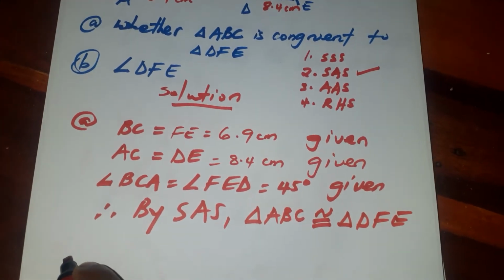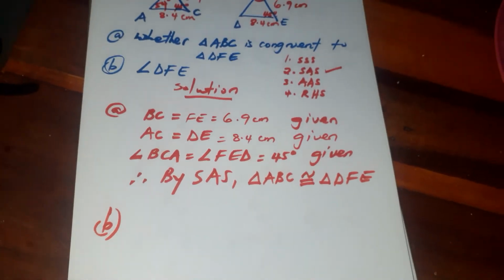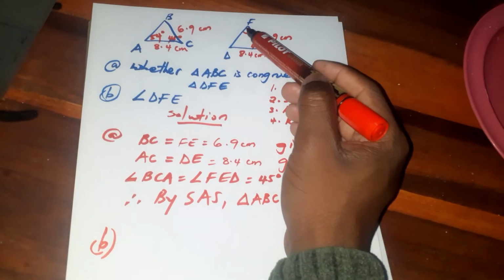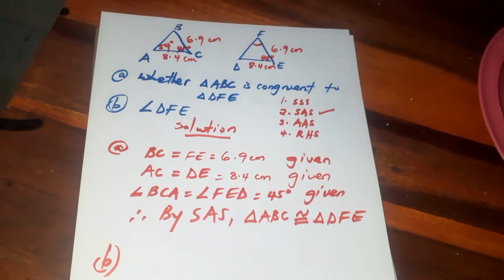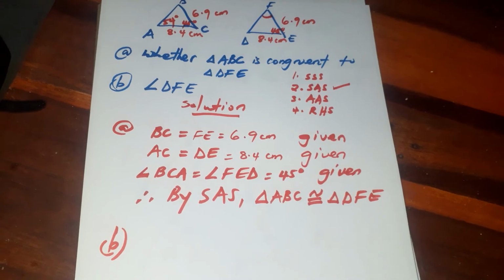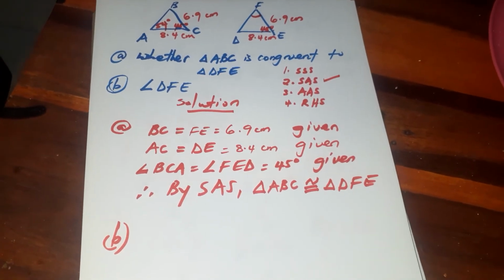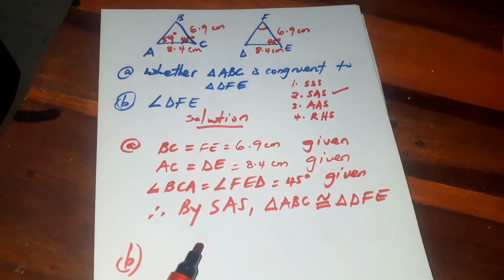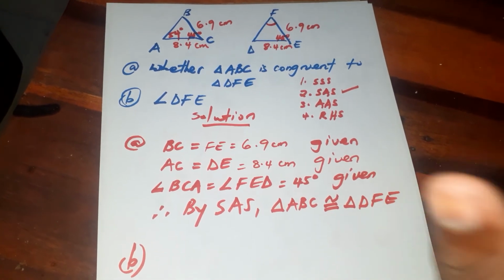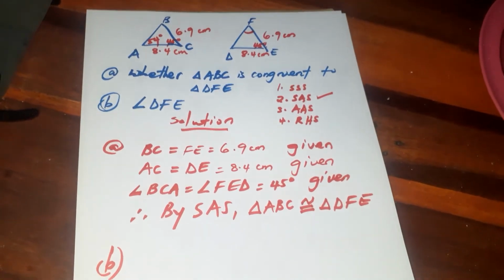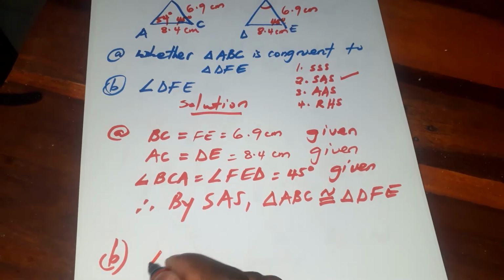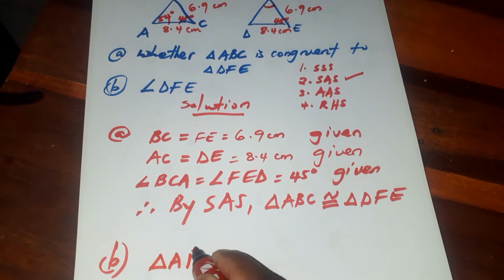Let's look at the second question, letter B. The second question is asking that we should find angle DFE, that angle right there. Now what you can see here is that these two corresponding angles we are not given. Now how do we find that angle? If you can remember the concept of similarity, where we said you can find one side of the triangle if the corresponding side on the other similar triangle is given, we are going to use the same concept here. Now let's use triangle ABC.